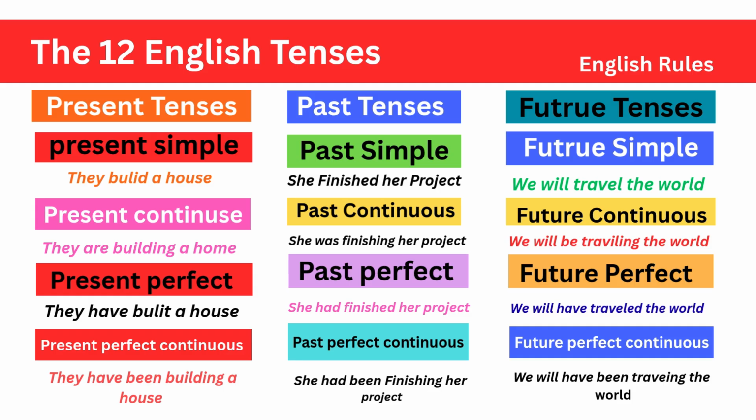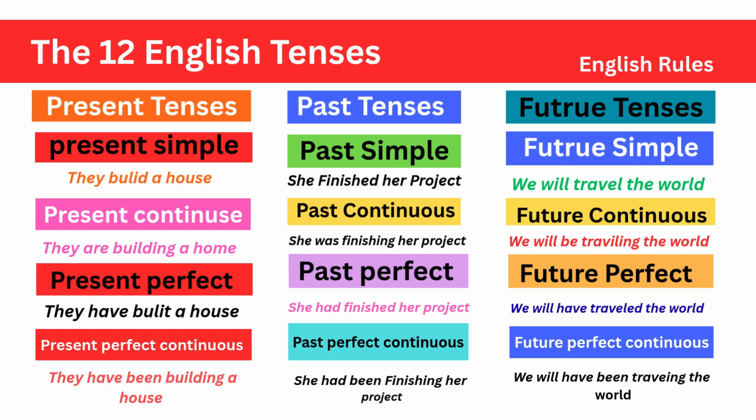Past perfect, used to show an action was completed before another action in the past. Example: she had finished her project. Past perfect continuous, used for an ongoing action that was happening up until another point in the past. Example: she had been finishing her project.